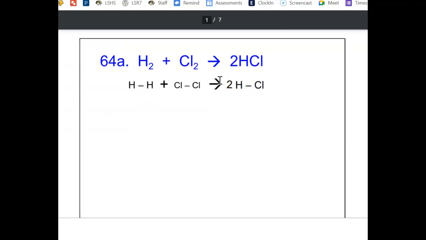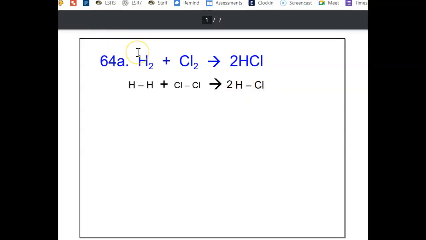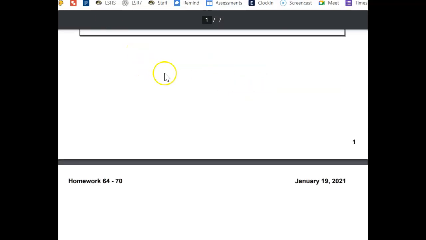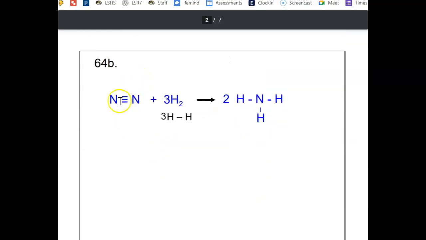you will want to have this out along with your homework packet so that you can see what H2 looks like. It's an H bonded to an H. What does Cl2 look like? It's a Cl bonded to a Cl. What does HCl look like? It's an H bonded to a Cl with a single bond. All of these will be here for you to use alongside your homework packet. So this is a nitrogen triple bonded to nitrogen, and this is 3 hydrogen single bond hydrogen.